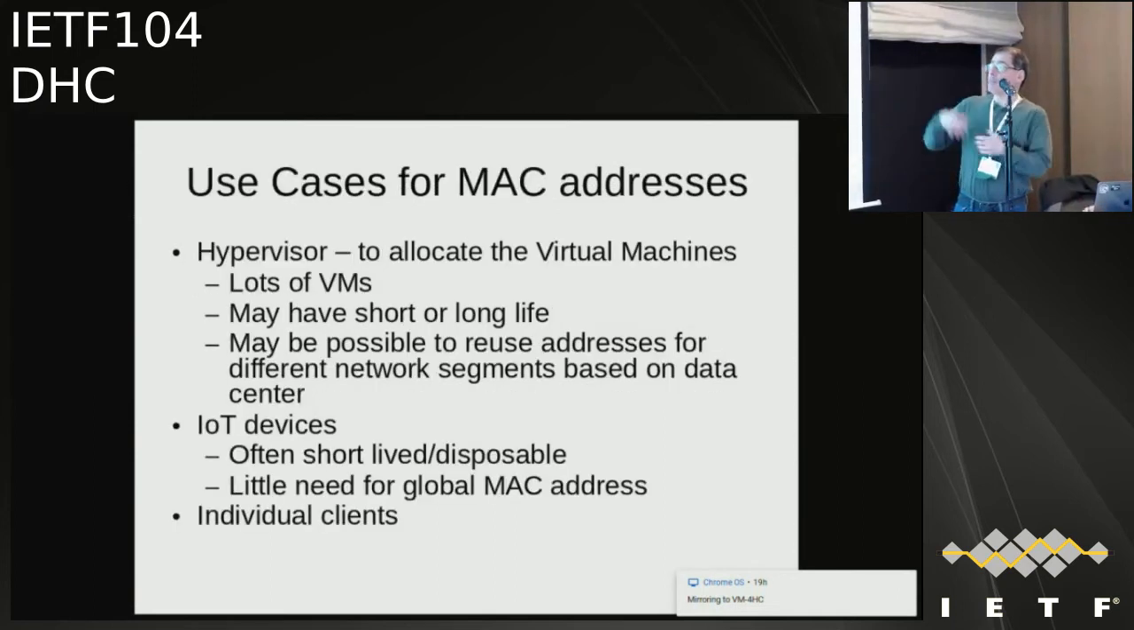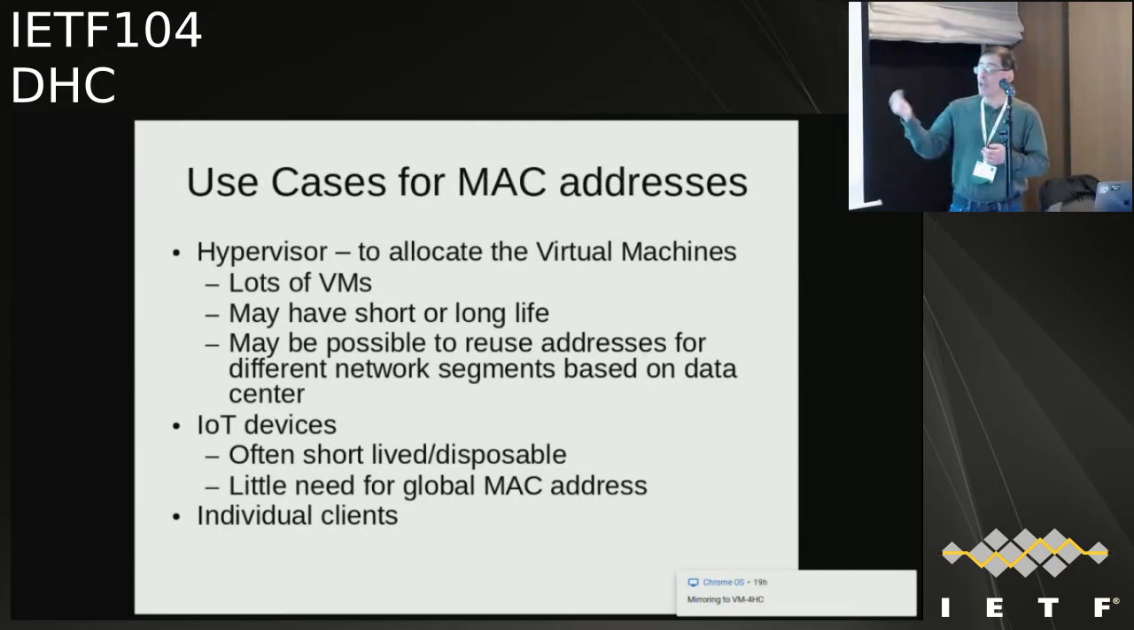So, the primary use case that we're focusing on is a hypervisor that may have lots of virtual machines that it produces over time, and it needs to allocate MAC addresses to them. Some may have very short life, others may have very long life. The idea generally would be that this hypervisor would get a block of addresses at once and dole them out. When it needed more, it would go back to using DHCP to get another block of addresses.